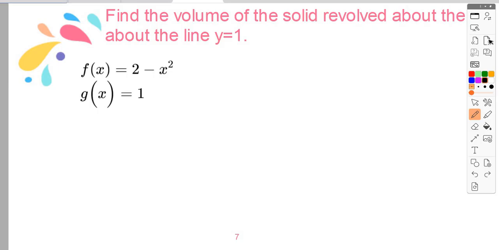So again, what is it helpful for us to do first? Draw a graph. Now, this time, both of these are things that we should know how to graph. So this is very easily a non-calculator active question. What does the graph of 2 minus x squared look like? Okay. What's the 2 do?